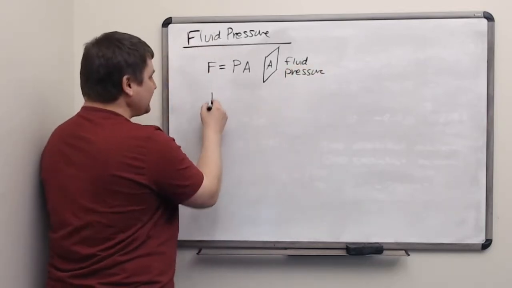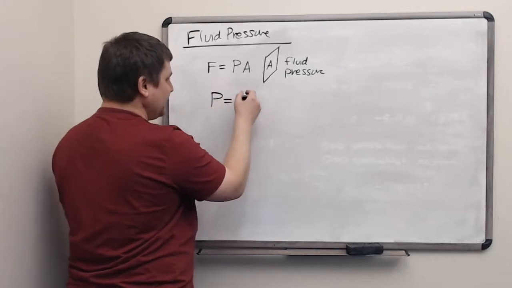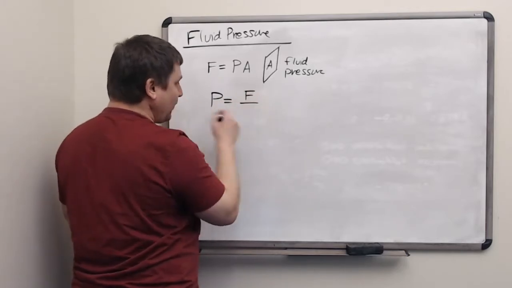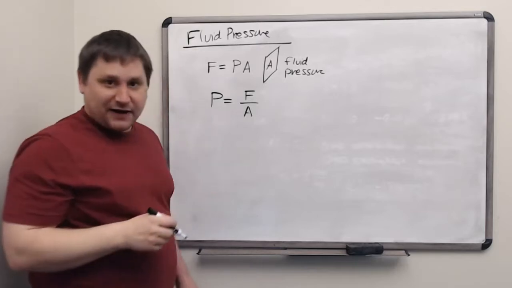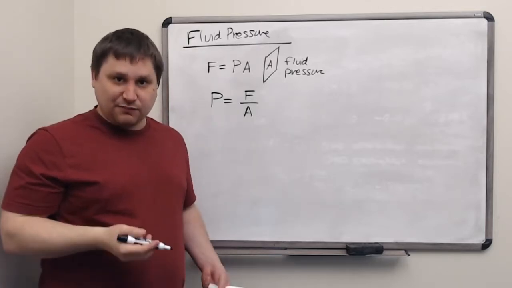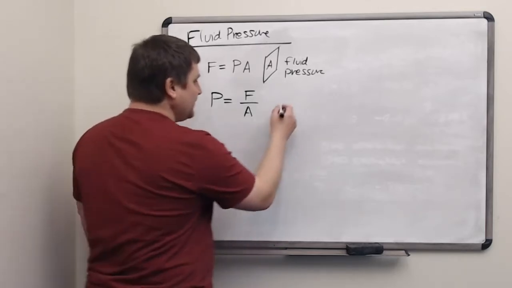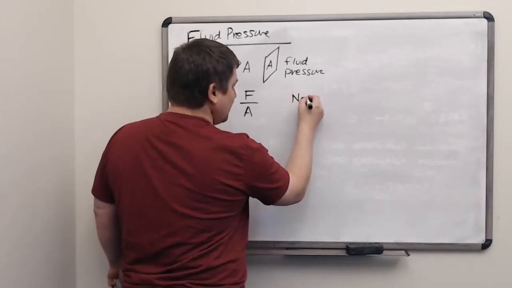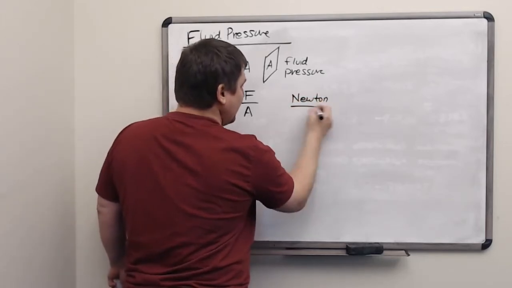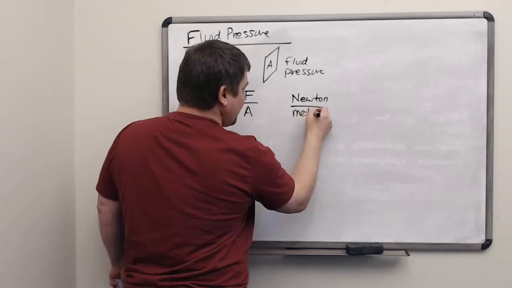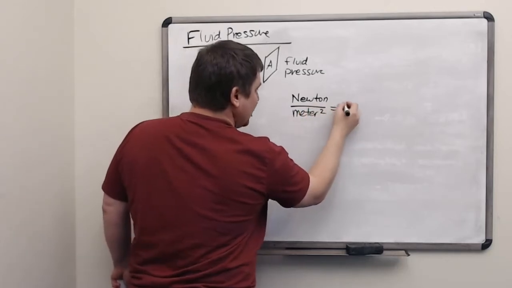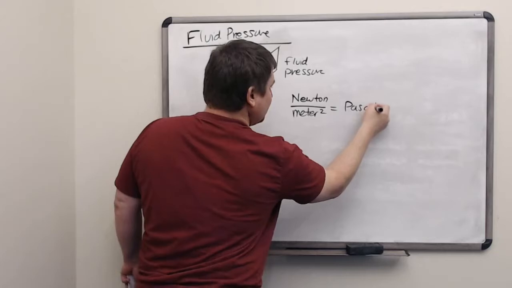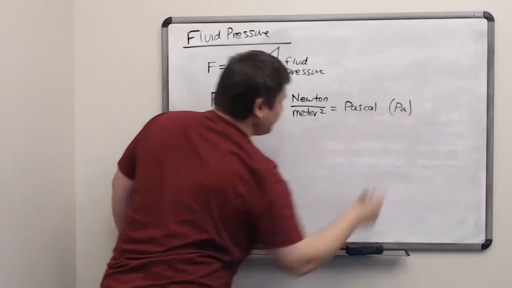So a way of measuring the pressure exerted by a fluid is to take the force caused by the fluid and divide it by the surface area of the surface it's pushing on. So the units of pressure in SI are newtons per meter squared. And this is called a Pascal. The abbreviation is Pa.